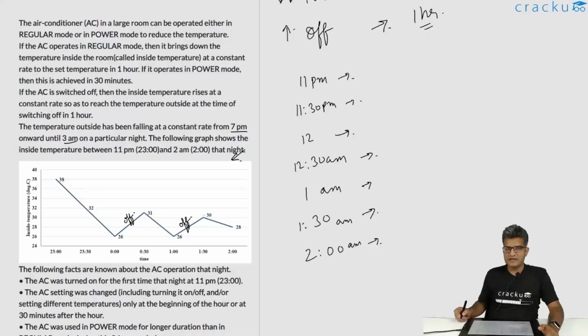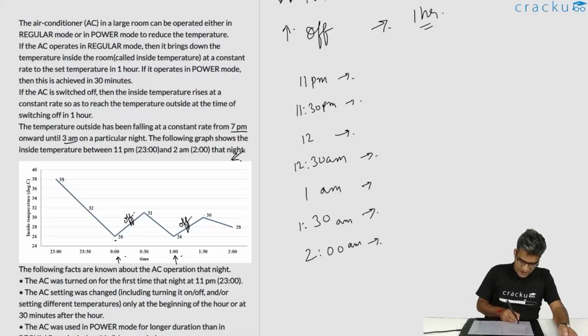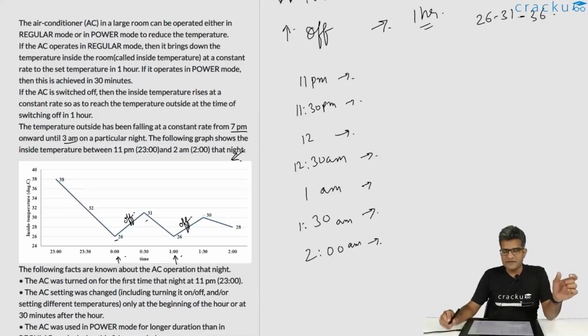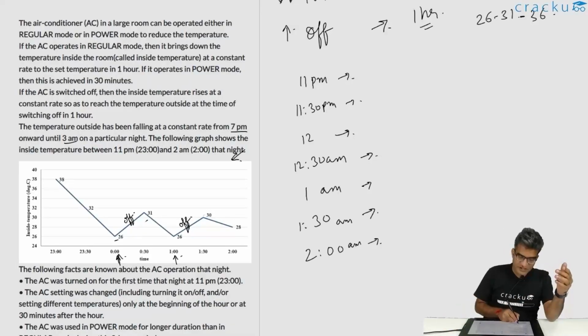But like I mentioned earlier, we definitely know that the AC was switched off over here and the AC was switched off over here, because these are the only 2 points when the temperature is actually going up, and the temperature will go up only if the AC is shut off. Now from 12 to 12:30, the temperature went from 26 to 31. So if the AC was shut off for 1 hour, what would the temperature have been? The temperature after 1 hour would have been 36, because the temperature increased by 5 degrees in half an hour. In the next half an hour also it would have increased by 5 degrees. So basically the temperature outside at 12 o'clock when the AC was shut off was 36.